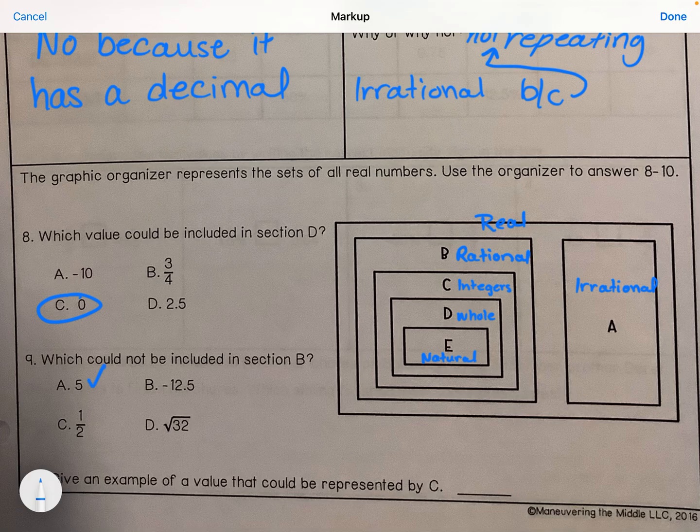Number 9, which could not be included in section B, so that's a rational number. 5 is rational because 5 is in the naturals. Negative 12.5 is a rational number. 1/2 is also a rational number. But the square root of 32 is not a perfect square, which means it is irrational.